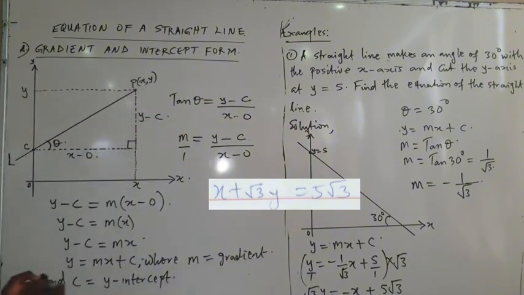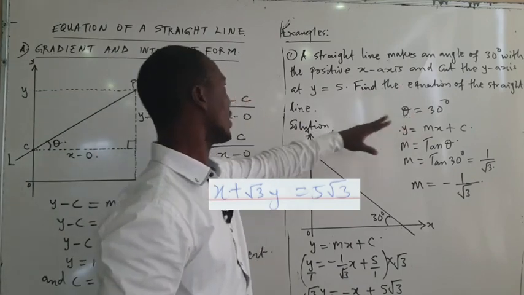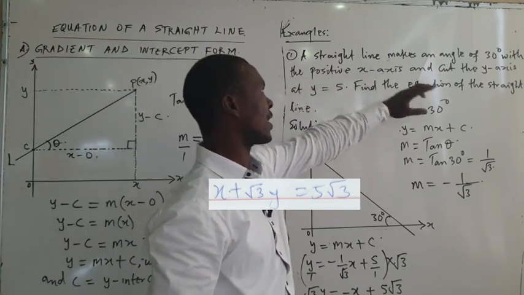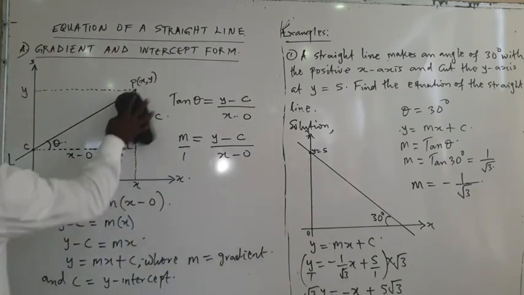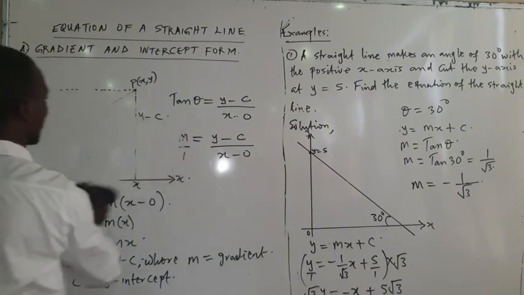So this is the equation of the line. This is the equation of the line that makes an angle of 30 degrees with the positive x-axis and cuts the y-axis at y equals 5. So that is that for example number 1 under gradient and intercept form.